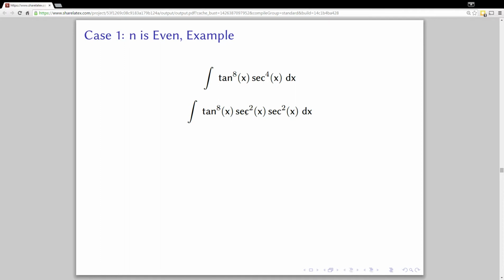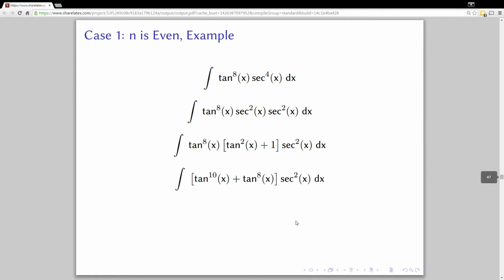So I have a secant squared over here. What do I do with this one? Well, I pulled off a secant squared. You're going to change this to the other trig function, which is tan in this case, using the Pythagorean identity. So this secant squared right here became this tan squared plus 1. And so now I'm going to distribute that tan to the 8th power through the parentheses. And so now all I've got in here are tangents, and look, I've got the derivative of tangent, secant squared, just waiting outside here to become the du.